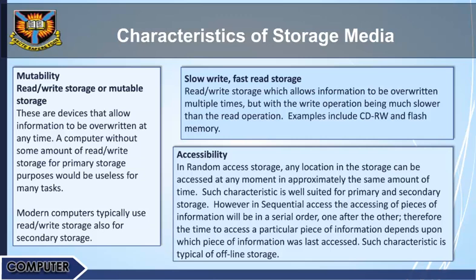Accessibility. In random access storage, any location in the storage can be accessed at any moment in approximately the same amount of time. Such a characteristic is well suited for primary and secondary storage. However, in sequential access, the accessing of pieces of information will be in serial order, one after the other. Therefore, the time to access a particular piece of information depends upon which piece of information was last accessed. Such a characteristic is typical of offline storage.